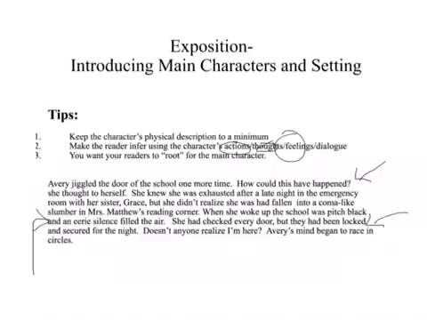So that tells me that, first of all, she is a problem solver.